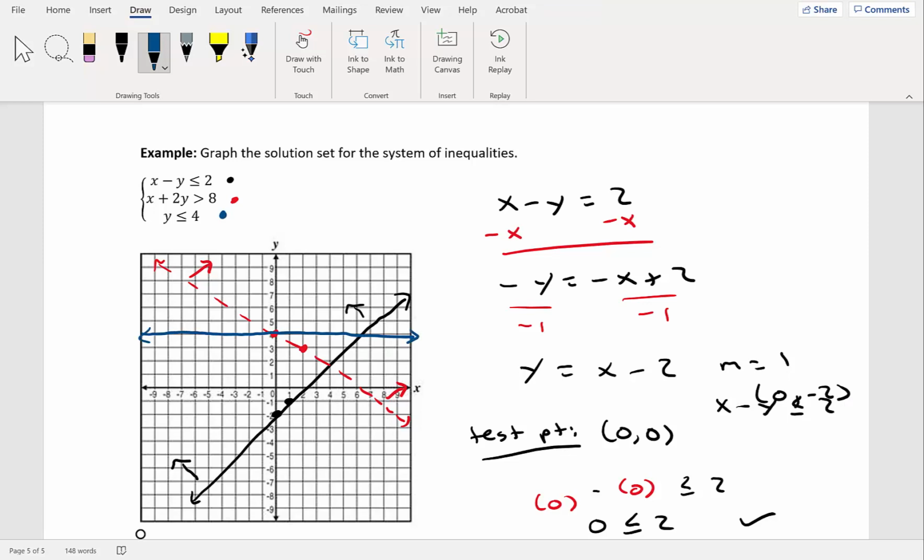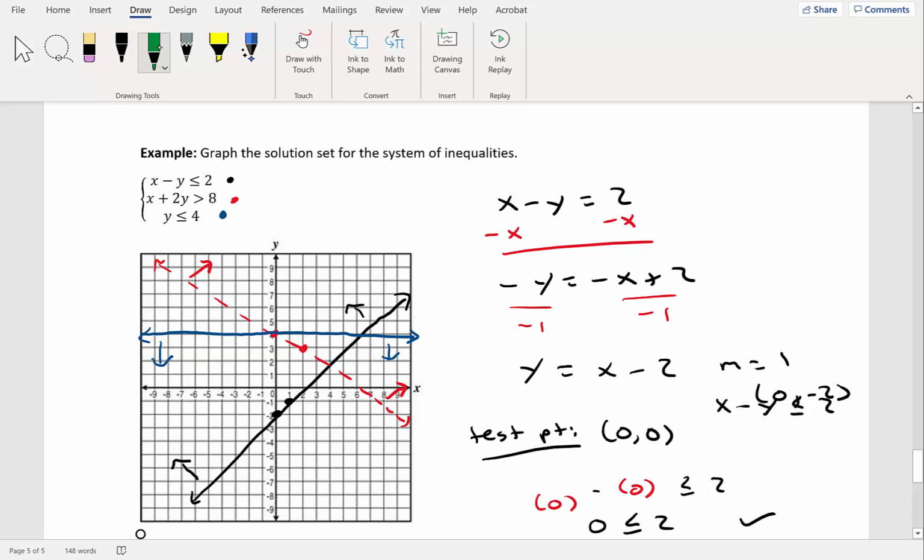And now when you have a vertical or horizontal line, it's not really necessary to choose a test point because our inequality is telling us that y has to be less than or equal to 4. Well, less than or equal to 4 is everything below this line. And now we're going to determine what section they all have in common.